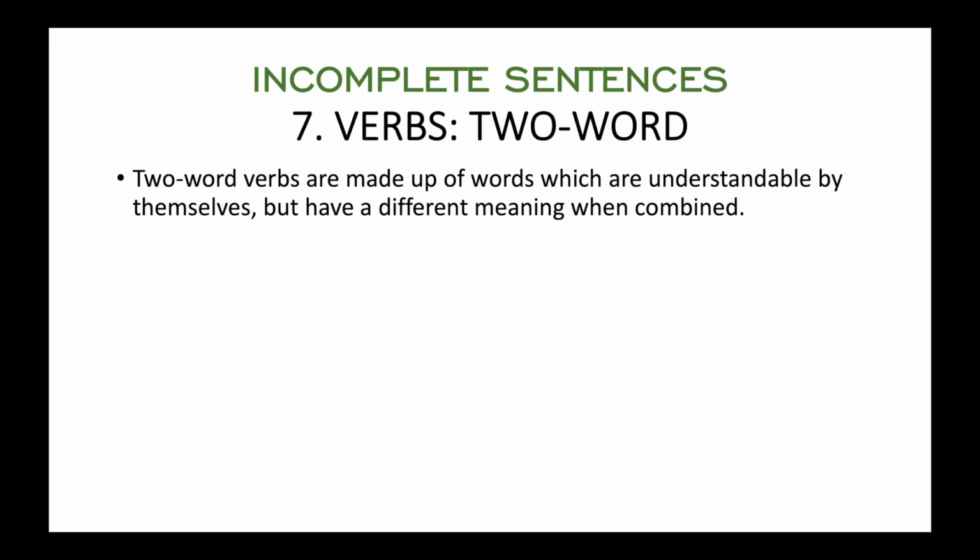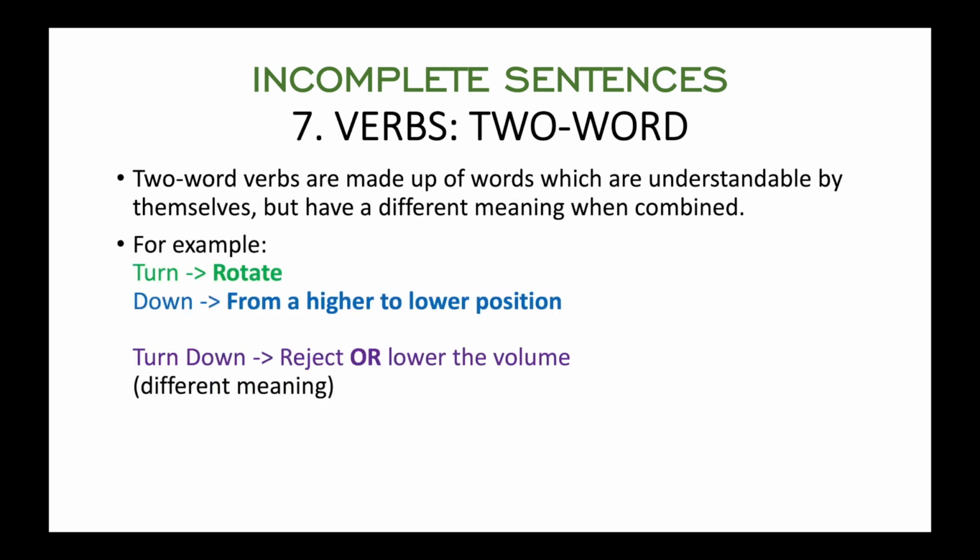Okay, next, the explanation on the incomplete sentences. On number 7, it would be verbs, two-word combination. So basically, two-word combinations are combinations of words that are understandable by themselves. It has a different meaning when combined. So here are the examples.